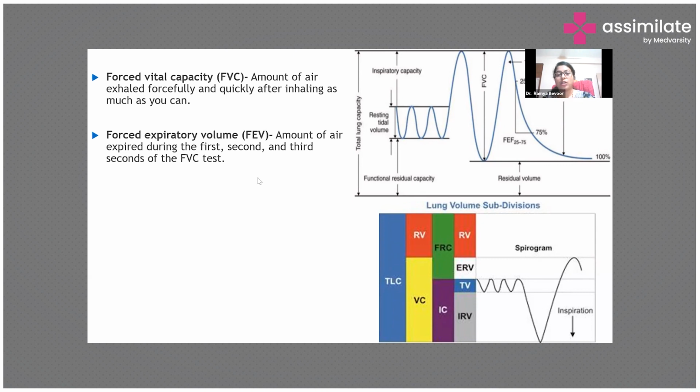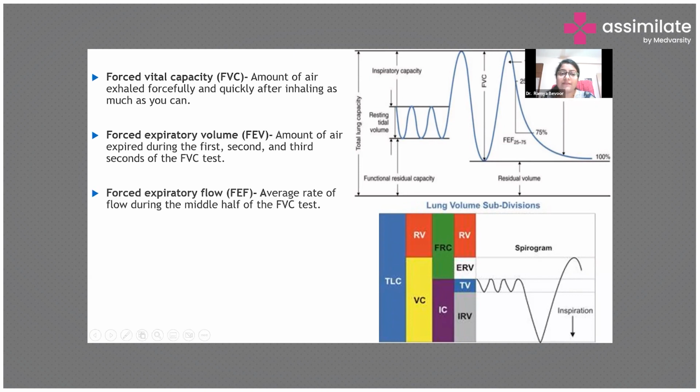And then the volume of air that is expired during the first second, second second, and the third second is what we look at. That is known as the forced expiratory volume. So we have FEV1, FEV2, FEV3. Most of the air gets expired out during the first second. And then the residual goes out during the second and the third second. So that is how it happens.